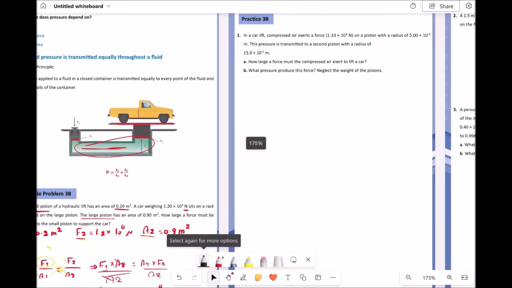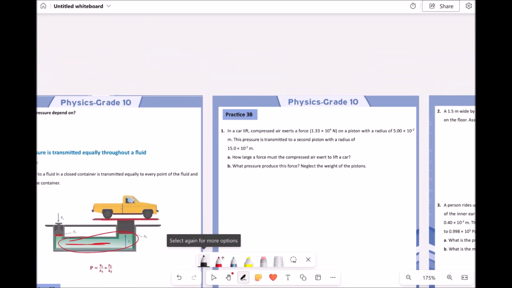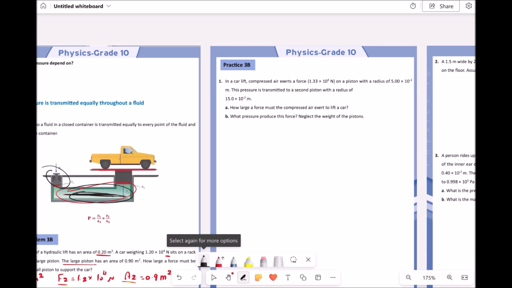Now guys, we have practice 3B question when it says, in a car lift, compressed air exerts a force of 1.33 times 10 to the power of 4. Now guys, look, it says the compressed air, okay? It doesn't talk about the small piston. It's talking about the compressed air or the compressed fluid here. So this is F2.